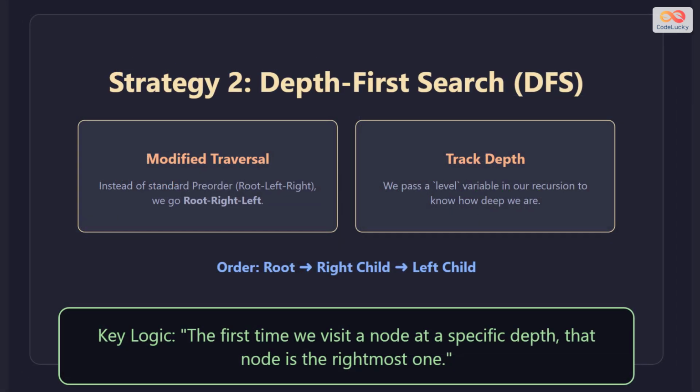The second strategy uses depth-first search. Typically, DFS visits the left child before the right child. However, we can modify this to visit the right child first. We also keep track of the current depth level as we traverse. The key insight is this. The first time we visit a node at a specific depth, that node must be the rightmost one because we are prioritizing the right side.